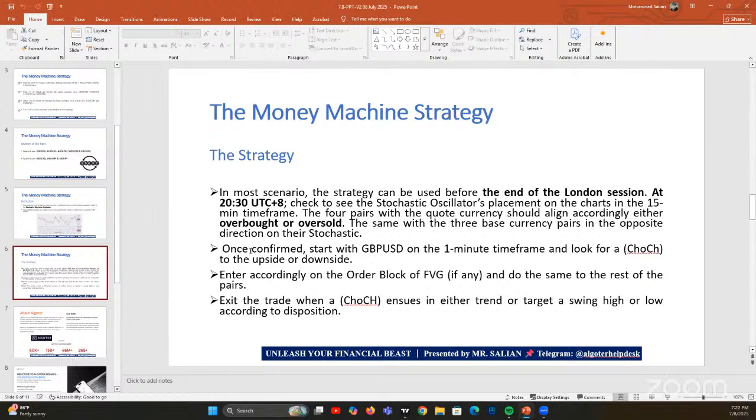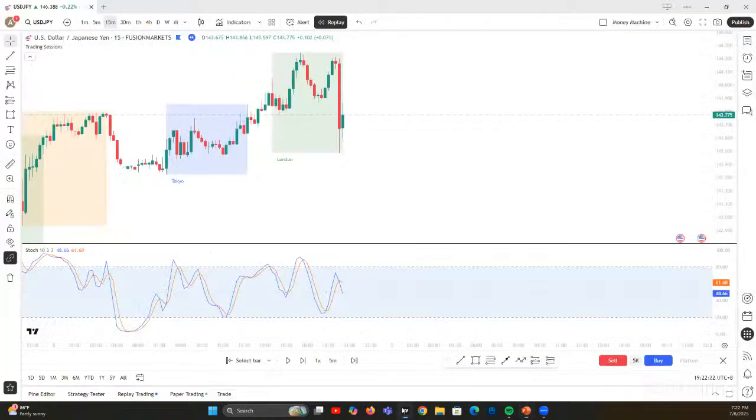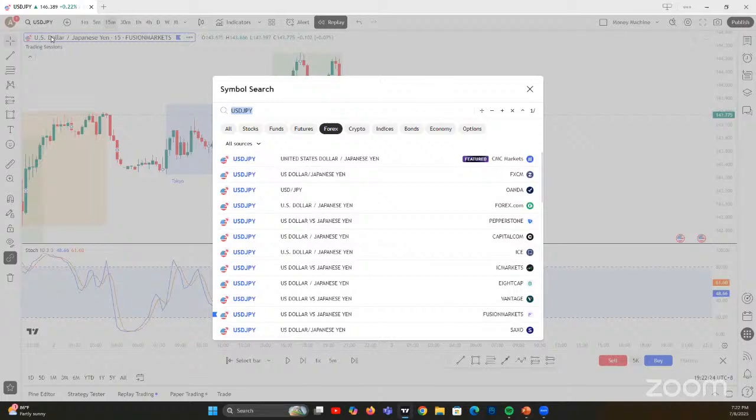Once confirmed, now you confirm all the stochastics are on their designated locations on your chart. Start with GBP USD on the 1 minute time frame and look for the change of character to the upside or downside. So let's do that now. Start with the GBP USD.